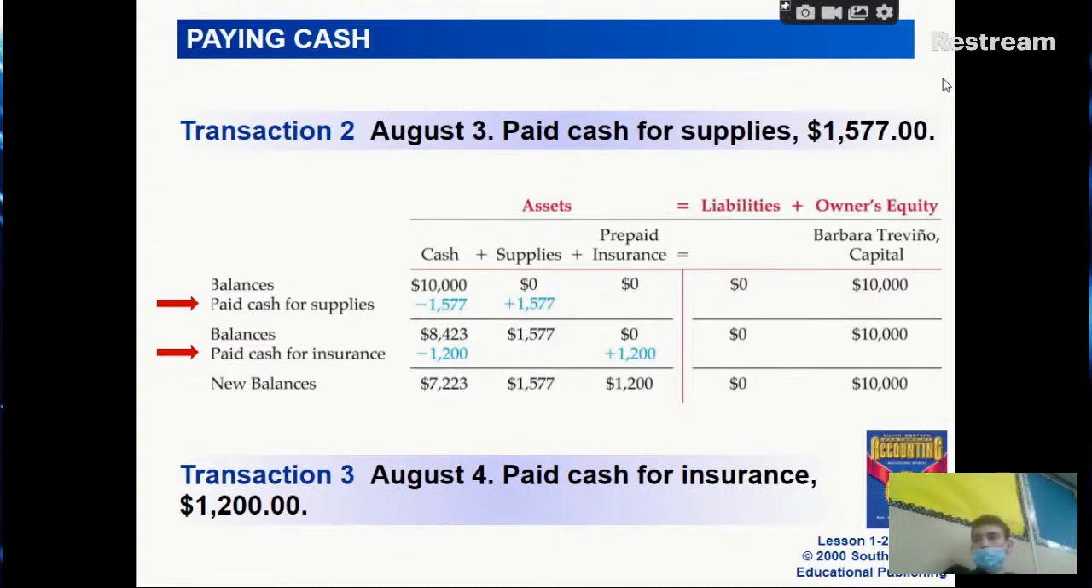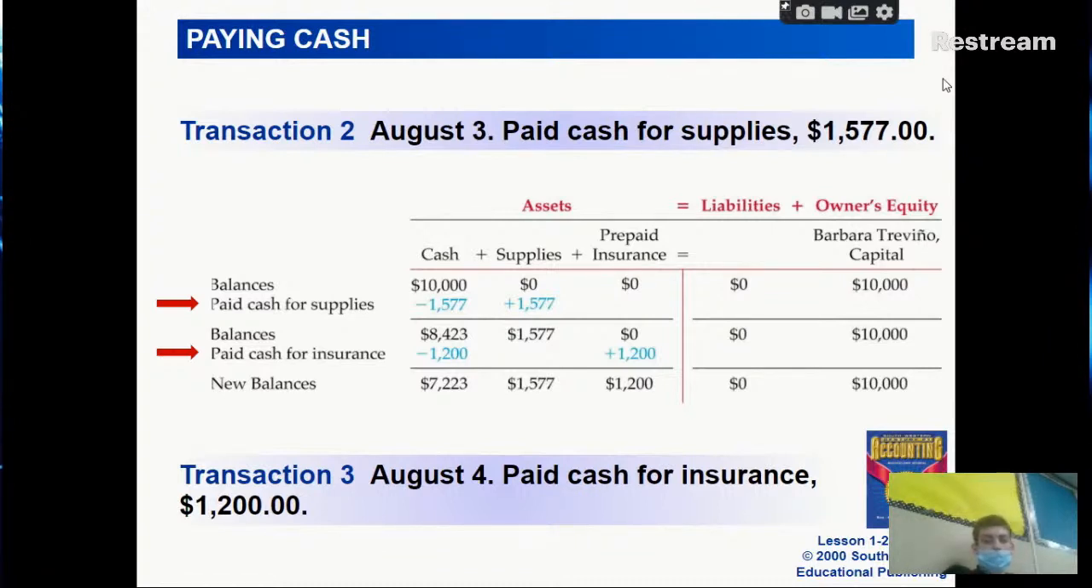Transaction 3, pay cash for insurance. Well, let me introduce insurance to you. You pay insurance up front. Some people pay it each month, but most people pay it 6 months at a time. This person has bought their insurance for the whole year. If it's $1,200 for the whole year, how much is it each month? Like $100, right? Does that make some sense? But we're going to buy it up front.